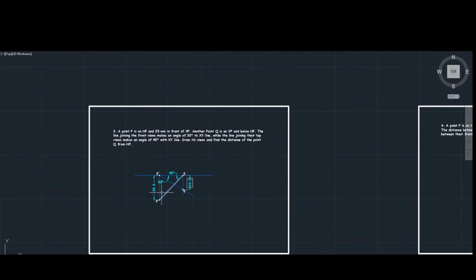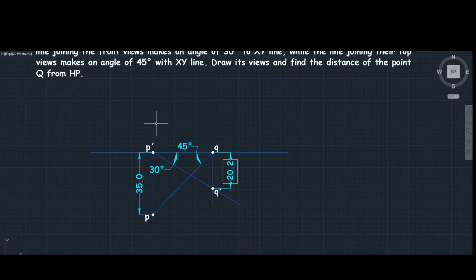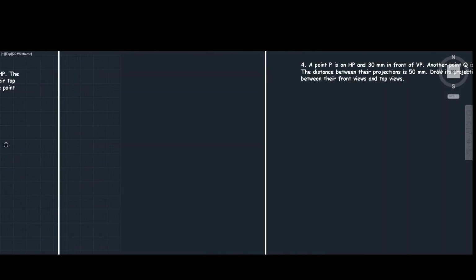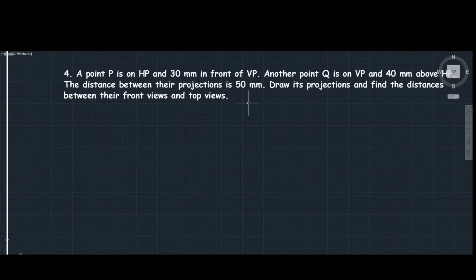So here, this is the projector through P and this is the projector through Q. This distance between the two projectors, parallel to the XY line, is called the distance between the projectors. So you can remember this. This is 50. Read the problem properly and then you have to solve this.